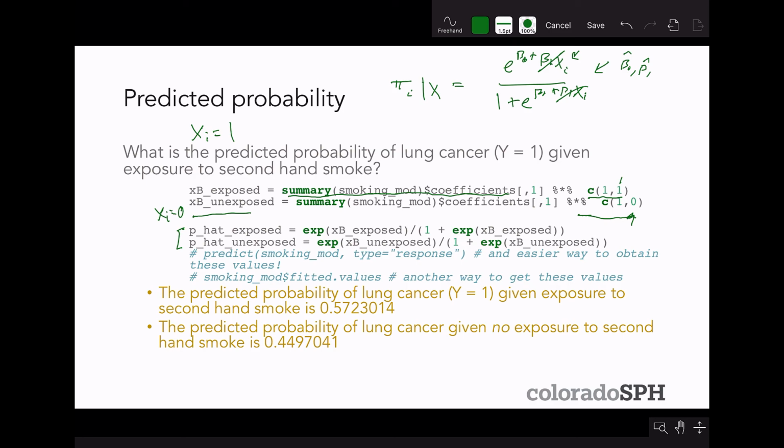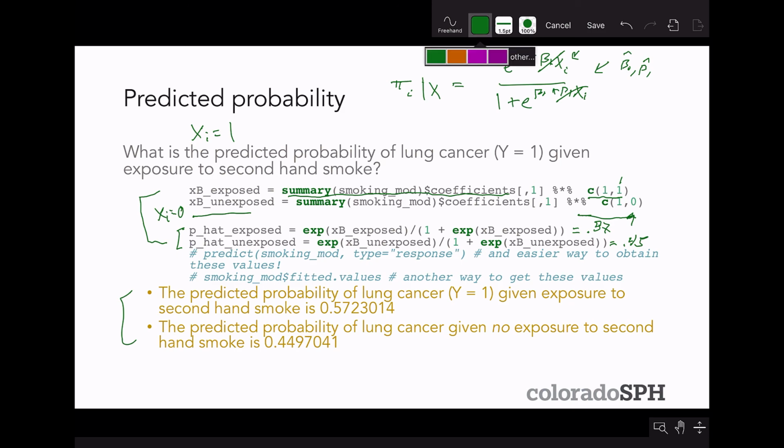And this will give you, for the exposed group, the predicted probability of lung cancer is 0.57, and for the unexposed, it's a bit lower, it's 0.45. And the interpretation is down here, but just so you know, I did this all following the equation that I gave you to show you how you can extract the parameters that you got in your model to plug in and find the predicted probability.